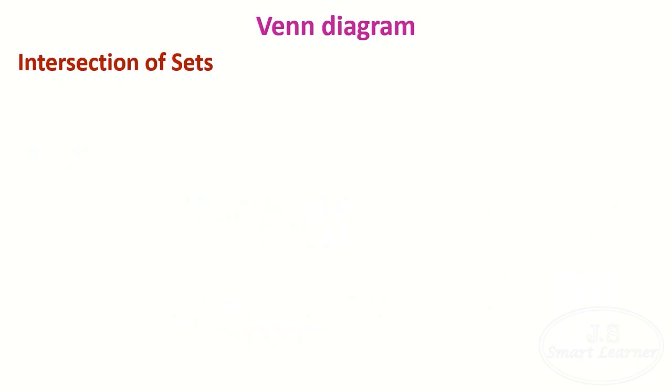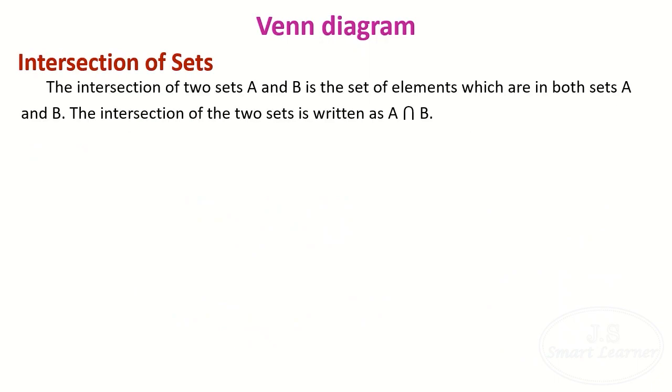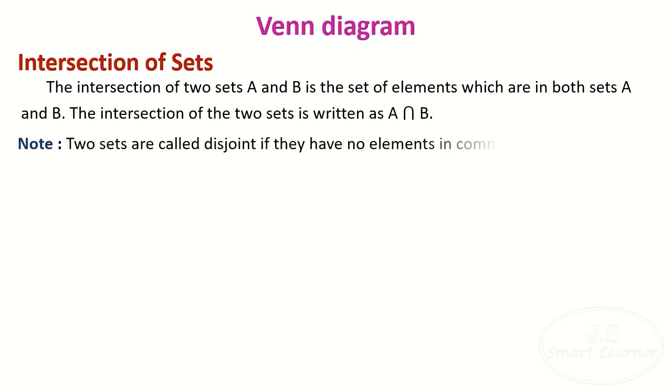Next, intersection of two sets. The intersection of two sets A and B is a set of elements which are in both the sets A and B in common. The intersection of the two sets is written as A intersection B. Note the point, two sets are called disjoint if they have no common element.